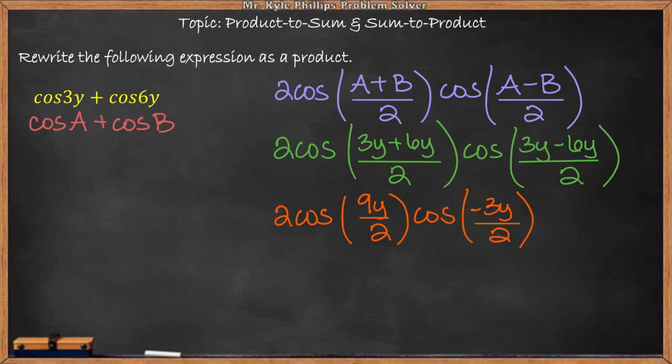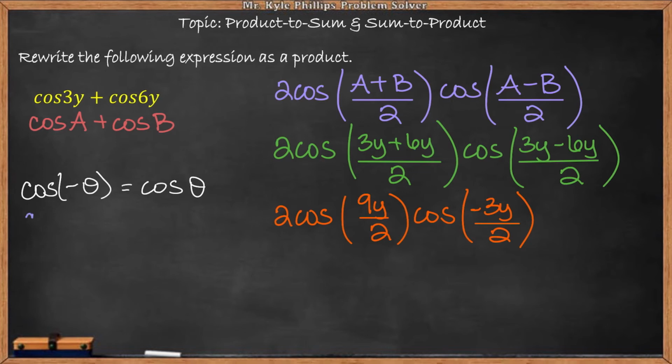So one thing you want to make sure you're checking for is even and odd identities. So with even and odd identities, we know that cosine of negative theta is equal to cosine of theta. Now, just looking at this, sometimes it's hard to be like, okay, what does that really mean? So let's use a quick example.